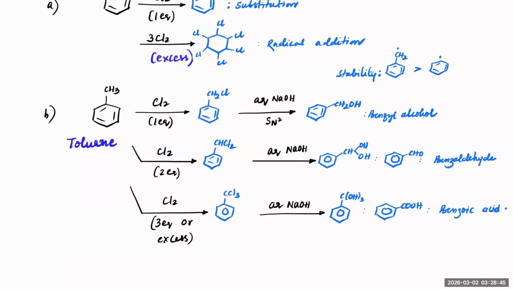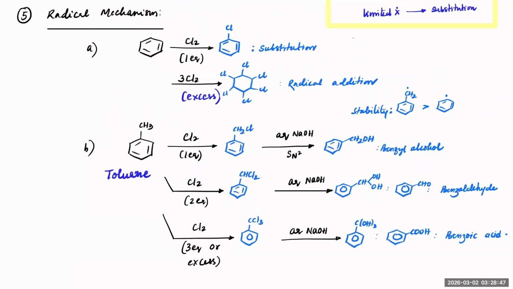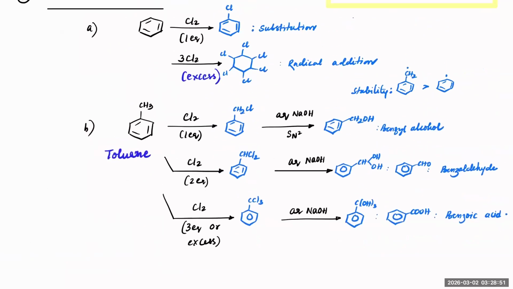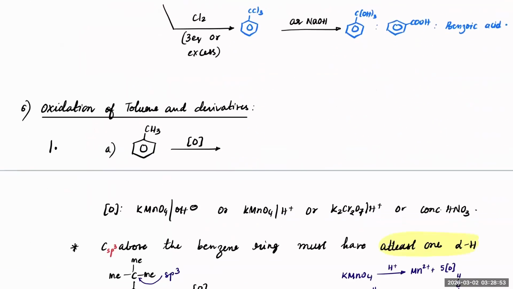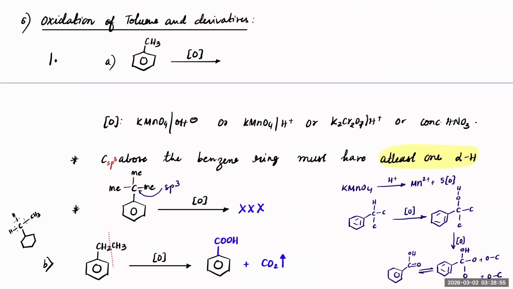Then these are a few radical based mechanisms, right? Either it is benzene or toluene, in both these cases, this is the product you will get. Next, when it comes to toluene, another important reaction is oxidation. If you have toluene and it gets oxidized, the surface carbon will get most oxidized and that will convert up to benzoic acid.